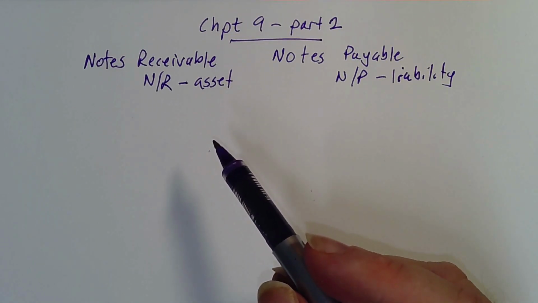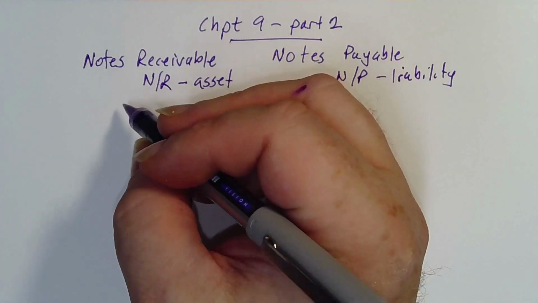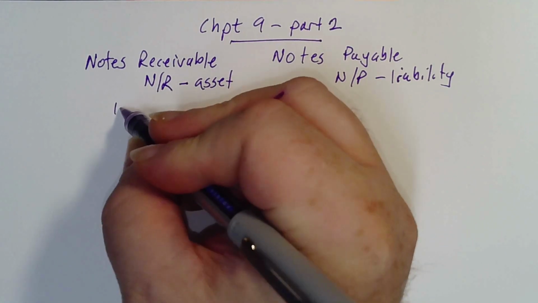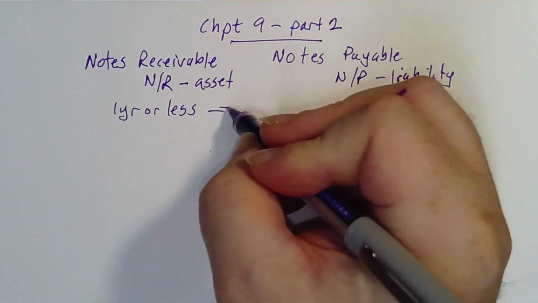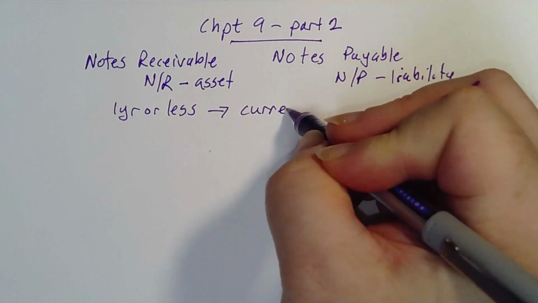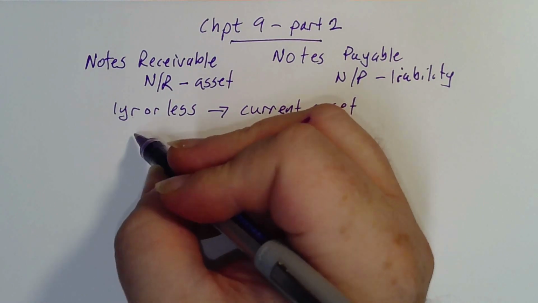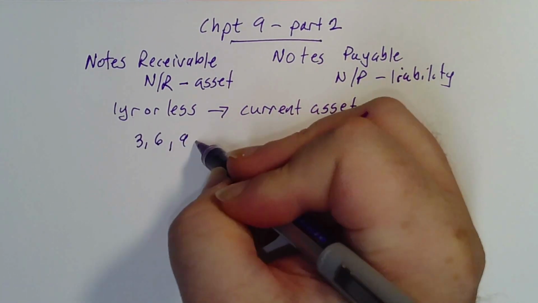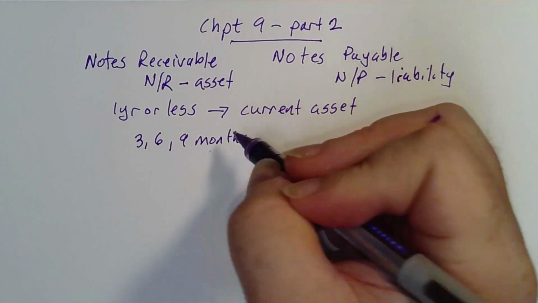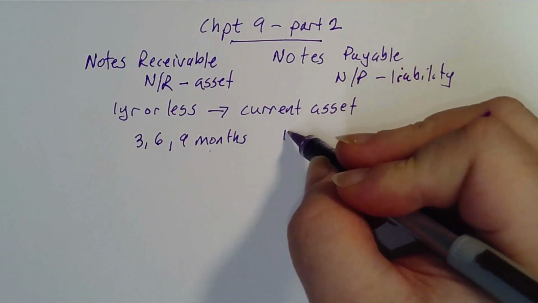For the purposes of what we're looking at here, we're going to talk about notes receivable that are 1 year or less for the most part, and that will make it a current asset, anything that's 1 year or less. So in practicality, that would be like 3 or 6 or 9 months. We try and keep it sort of in quarters. Sometimes we'll have a very short one, like 14 days.